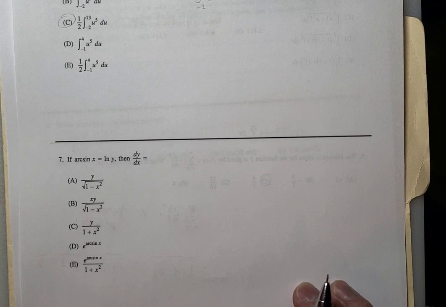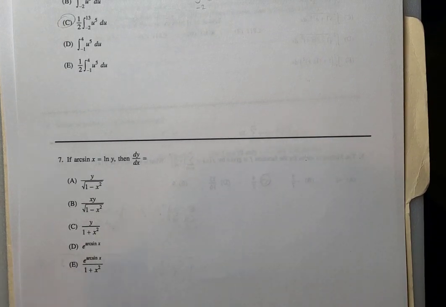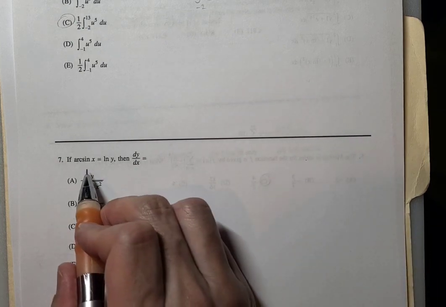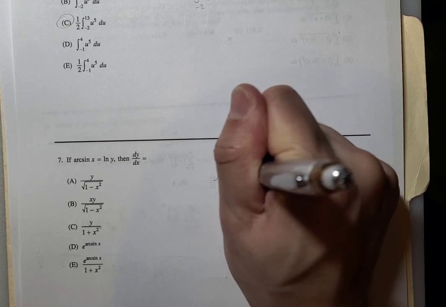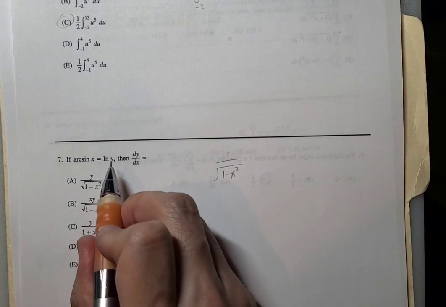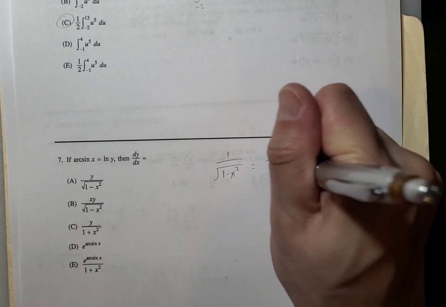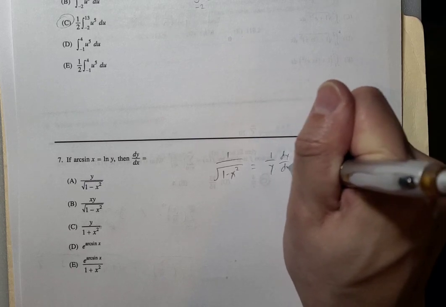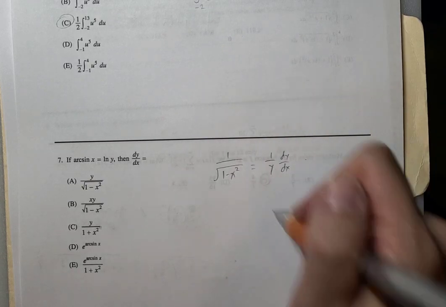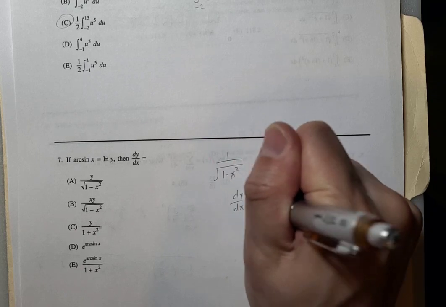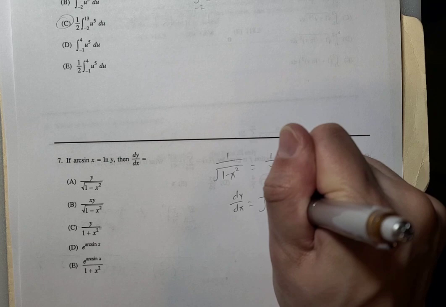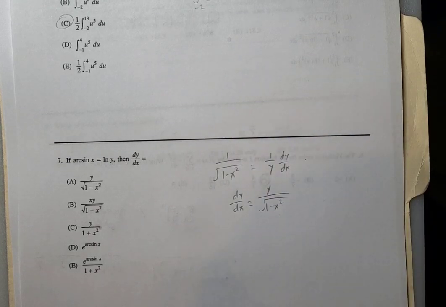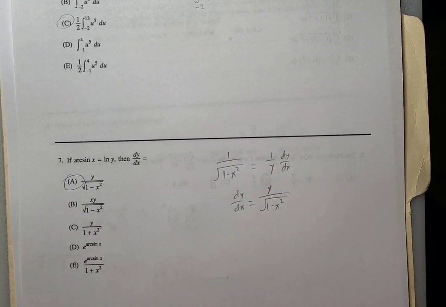If arc sine x is ln y, dy/dx is equal to what? Okay, so we have to implicitly differentiate here. What's the derivative of arc sine? That's 1 over the square root of 1 minus x squared. All right. What's the derivative of log y? That's 1 over y, dy/dx. So we simply find dy/dx by solving for it. We multiply y on both sides, so we get y over the square root of 1 minus x squared. That's the answer. Okay, so that's A. As simple as that.